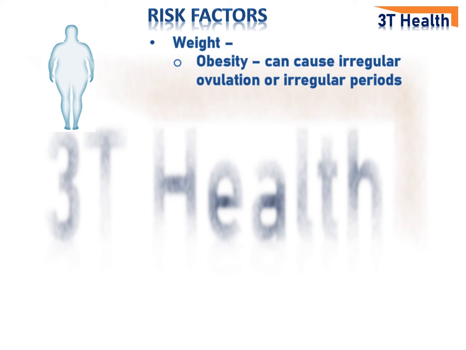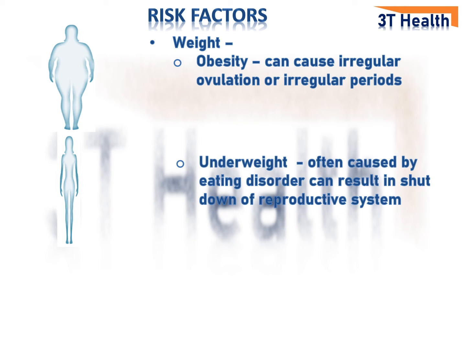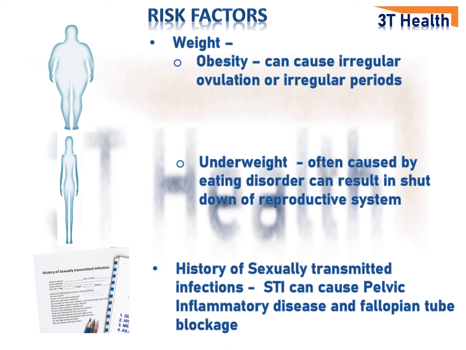Weight is an issue too. Obesity can cause irregular ovulation or irregular periods, while the other extreme, being underweight, often caused by eating disorder, can result in shutdown of reproductive system. Then history of sexually transmitted infections, STI, can cause pelvic inflammatory disease and fallopian tube blockage.